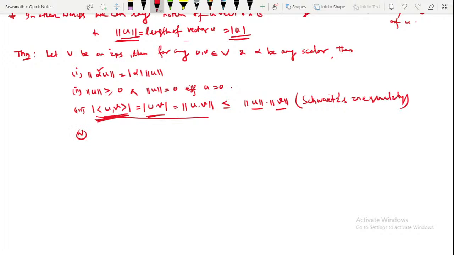And another one is the triangle inequality, that is the norm of u plus v is less than or equal to norm u plus norm v. So now comes to its proof. First one, alpha u norm.